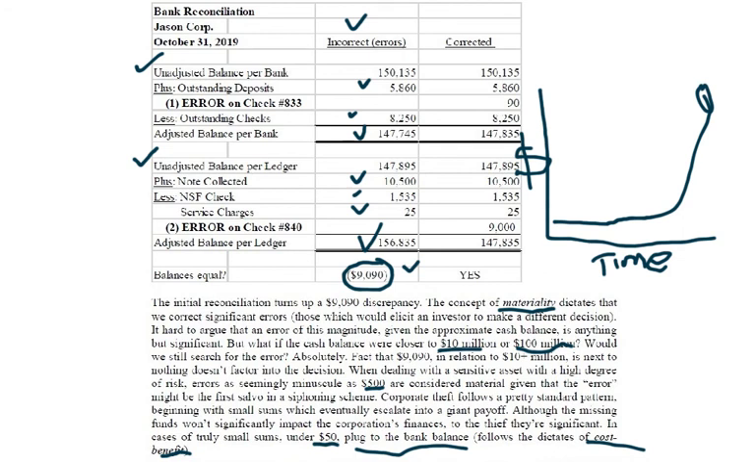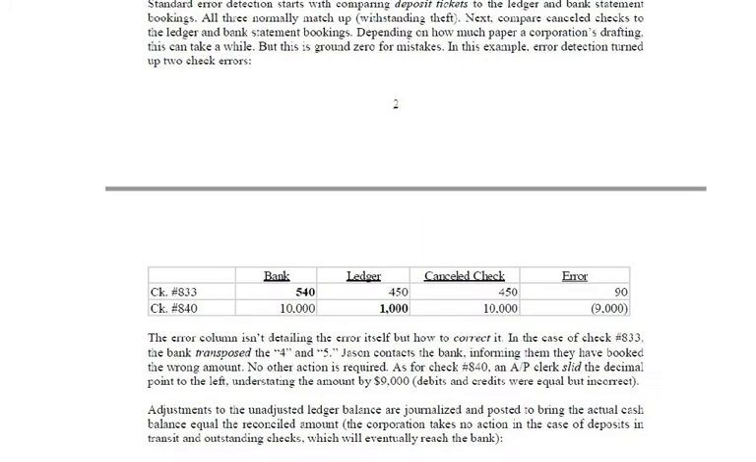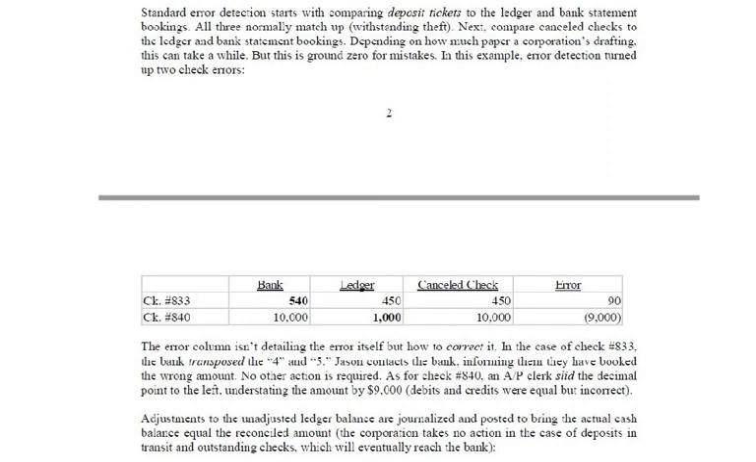All right, so we're going to have to do some error detection here because we are off. Now, the first thing we'll do with error detection is start with comparing deposit tickets. Oops, I got to freeze that. It's going to float all over the place. Deposit tickets to the ledger and bank statement. And this usually takes about 2 seconds, by the way. It's very, very fast. Deposits usually involve only a few documents to worry about. They usually match up. Again, unless somebody's stealing from you, they should match up. And now comparing canceled checks, that's your big problem.